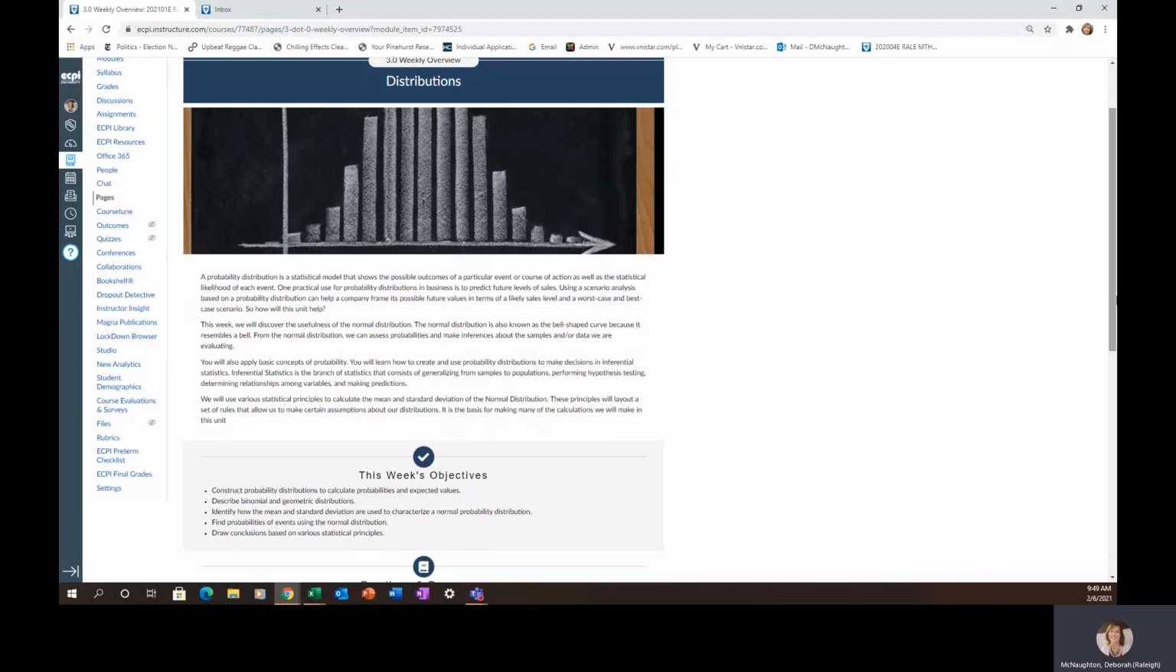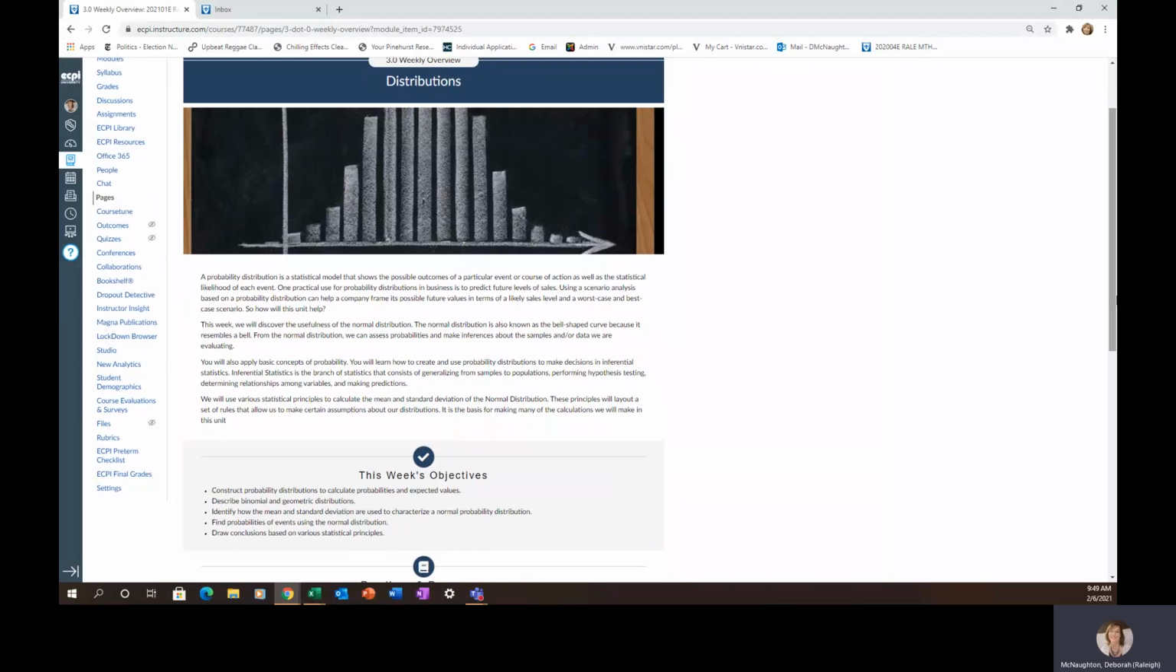So how will this unit help? This week we'll discover the usefulness of the normal distribution. The normal distribution you've all seen before. It's a bell-shaped curve, and it's called that because the shape of the distribution resembles a bell. And from the normal distribution, we can assess probabilities and make inferences about the sample and or data we are evaluating. So again, we always want to be able to make inferences from our samples back to the general population. So we're going to start doing that in this unit.